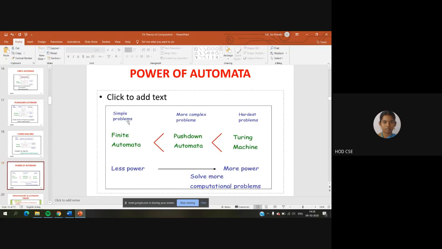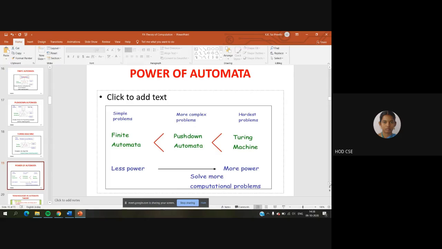Why? Because it randomly accesses the data, ma'am. Because of its memory. Okay, you have to say because of its memory, it has more power, because the memory of the Turing machine is configured by random access memory. Did you understand? Okay, thank you for your answer.